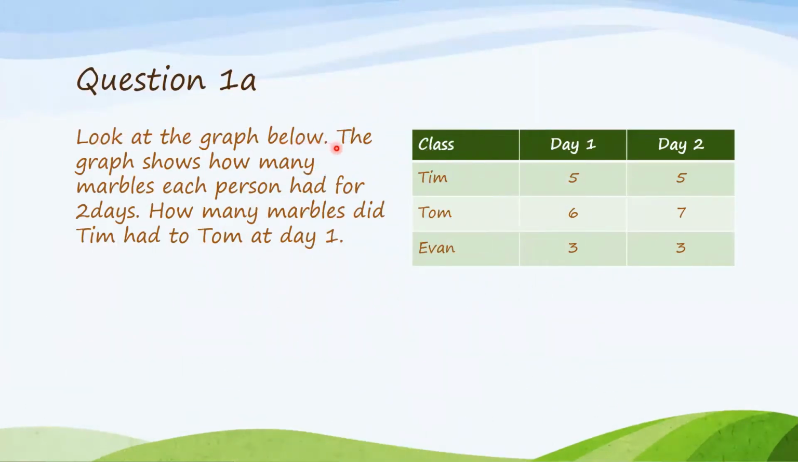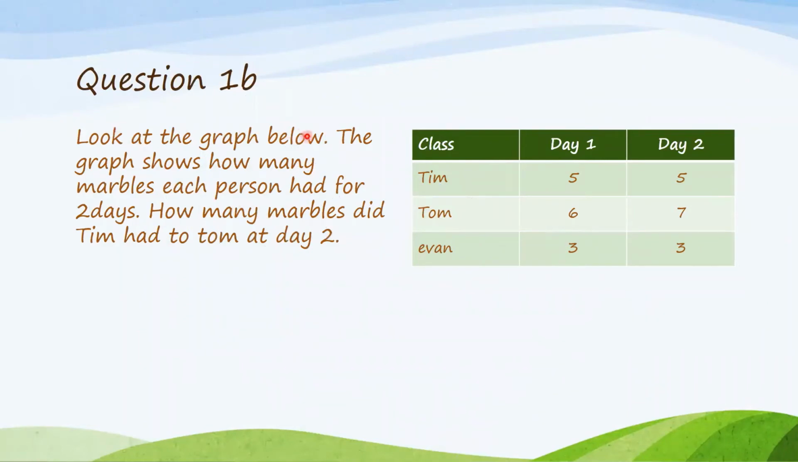Look at the graph below. The graph shows how many marbles each person had for 2 days. How many marbles did Tim have to Tom at day 1? This is an easy question. Tim is 5, Tom is 6. Day 1, you see this day 1? And Tim is to Tom. So you have to look at these two. And they said how many marbles did Tim have to Tom, not Tom to Tim. So it has to be 5:6.